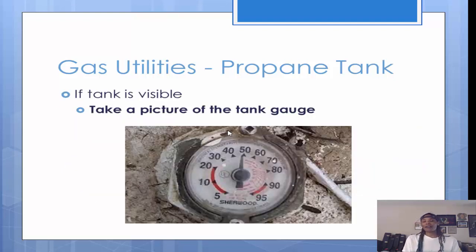So if you're ever at a home and a propane tank is visible, always take a picture of the tank gauge so that they can see how much pressure is in the tank, and they can gauge how much gas is actually in the tank, and if any gas is being used from one inspection period to another. All right, so make sure you take those pictures.